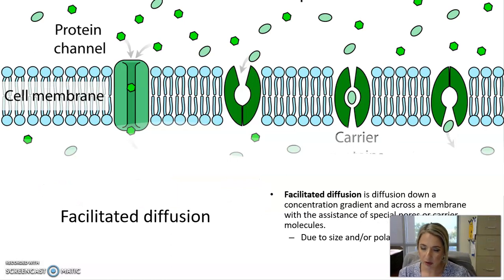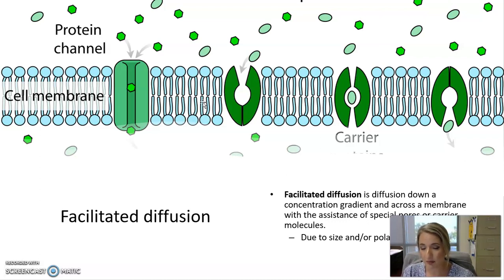There is also something called facilitated diffusion, which is still diffusion. Diffusion, again, is the movement of molecules from an area of high concentration to an area of low concentration. And that typically will happen right through the phospholipids in the cell membrane. Facilitated diffusion is still moving molecules in that direction. However, facilitated diffusion usually involves some type of protein carrier.